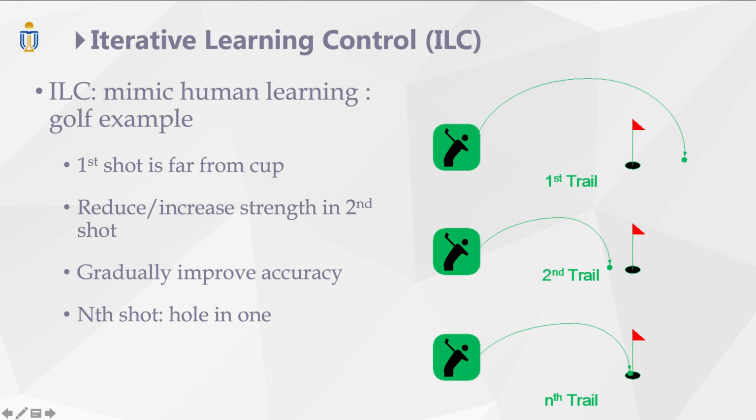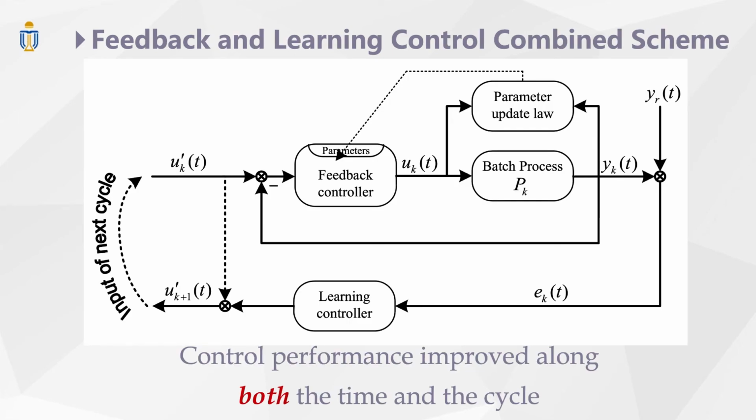Again, I do not need to explain what iterative learning control is for this community. Then the question is, if we combine feedback control together with iterative learning control, how can we improve the performance along both time and the batches? This is one thing. Then how do we design these two controllers to be simultaneously optimal? This is another thing.